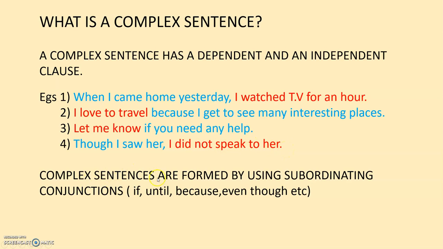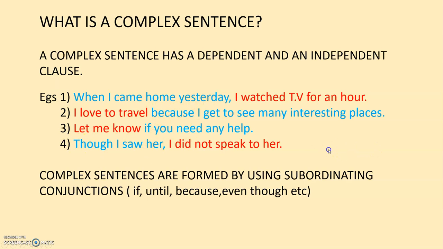Okay. So complex sentences are formed by using subordinating conjunctions. Remember, it is a subordinating conjunction because it comes with the clause which is subordinate. So it is subordinating conjunctions like if, until, because, even though, and some more. Okay. We shall see to that. So you have subordinating conjunctions here: what, when, because, if, and though.